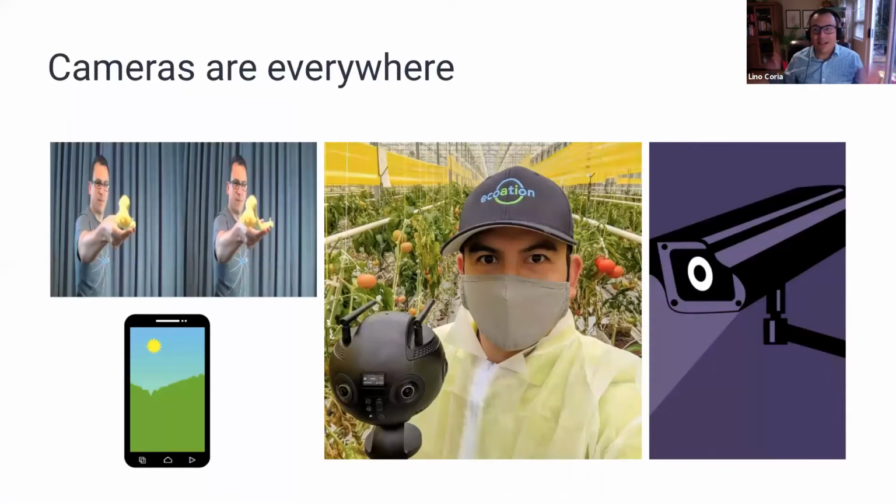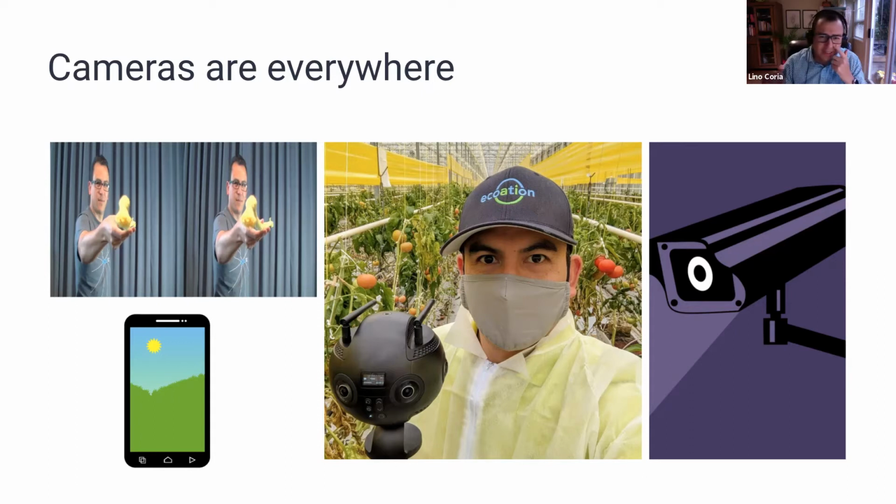So cameras are everywhere. The first picture on the top left shows something that I shot while I was a postdoc at UBC. This is me playing with a rope. It's a 3D camera, so it's recording a left channel and a right channel, right? And it allows us to estimate depth and do silly things like me with the rope here.